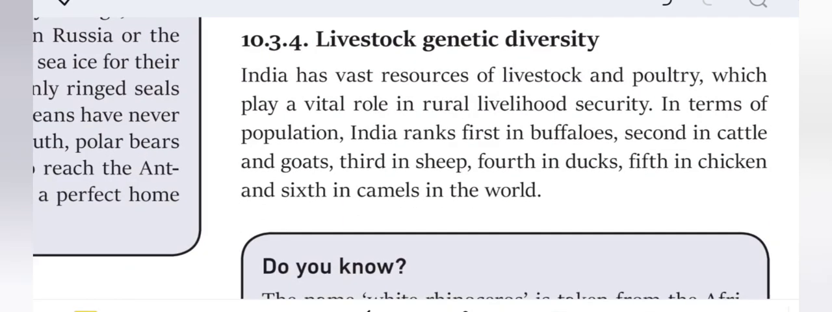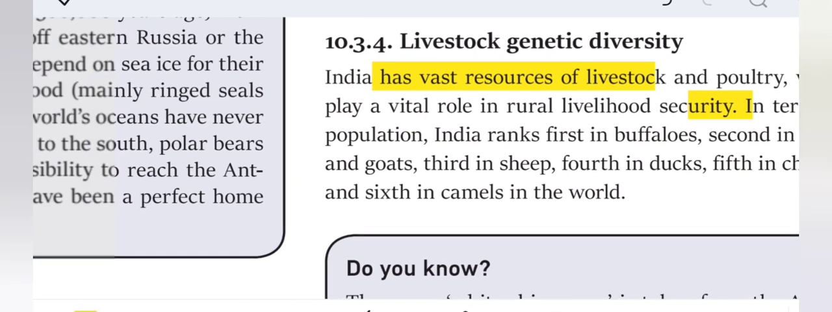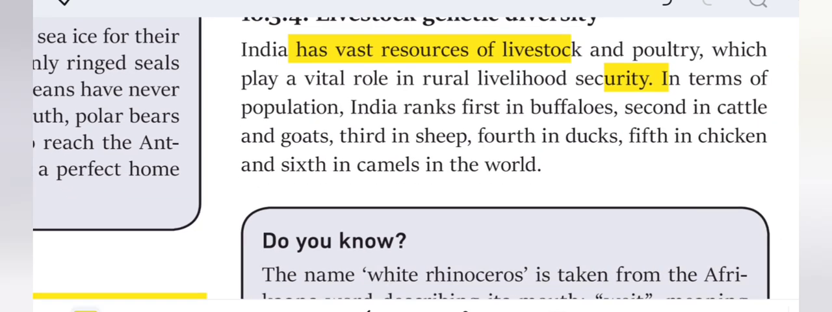Now, livestock genetic diversity. India has vast resources of livestock and poultry, which play a vital role in rural livelihood security. In terms of population, India ranks first in buffaloes, second in cattle and goats, third in sheep, fourth in ducks, fifth in chicken and sixth in camels in the world.